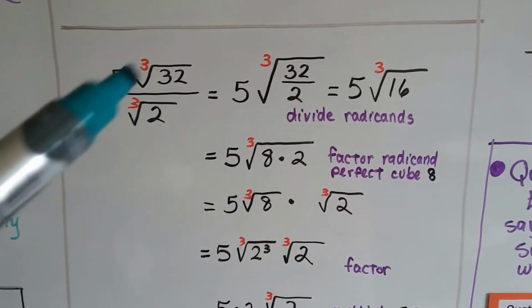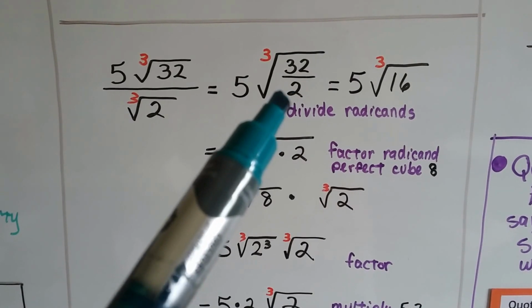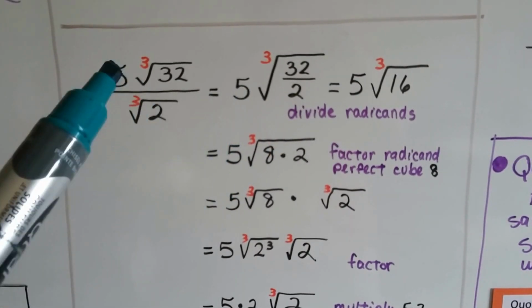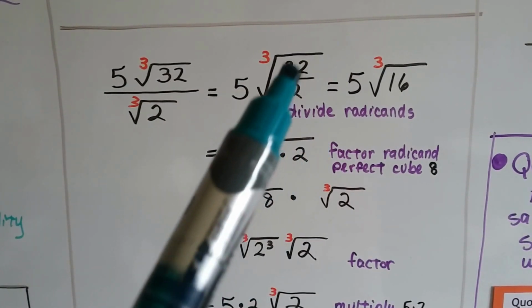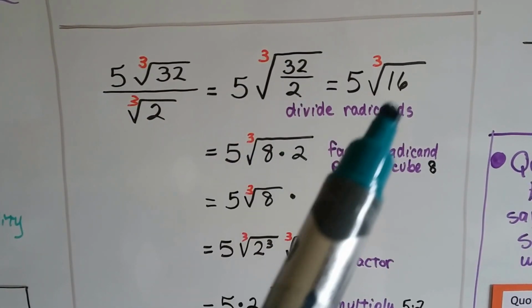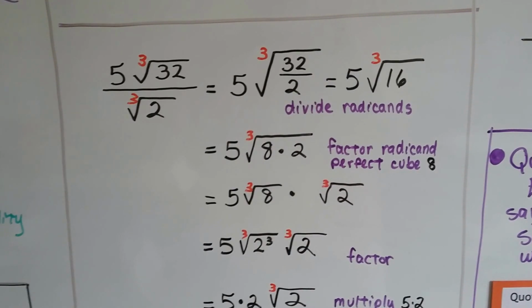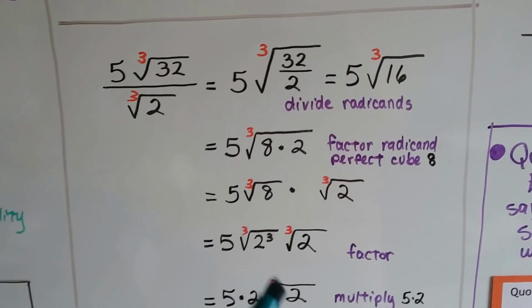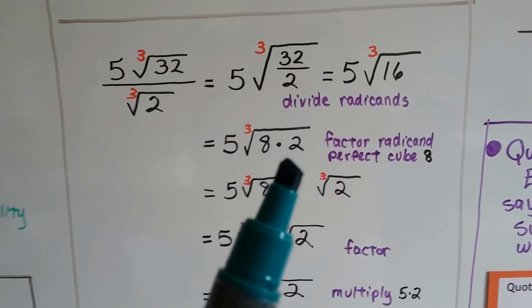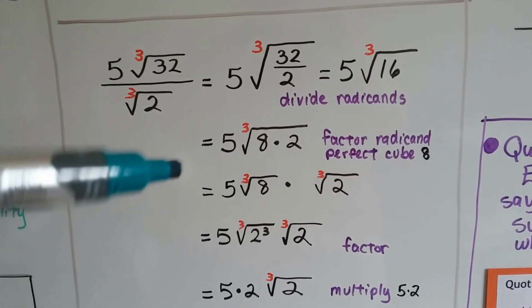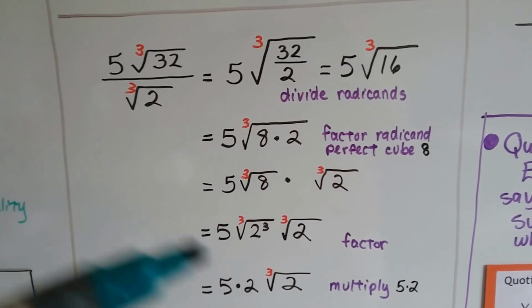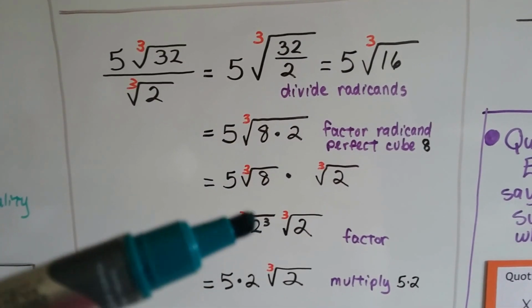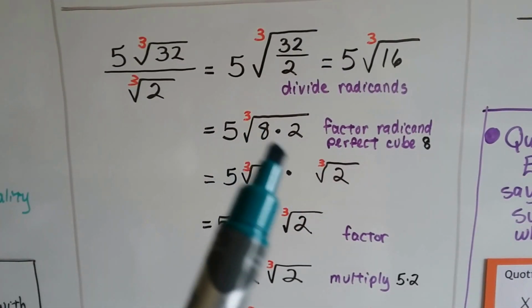We write this whole thing under one radical symbol with the 5 on the outside because it's in front of the radical symbol, see? And we do our division. 32 divided by 2 is 16. We've got 5 times the cube root of 16. That 16 needs to be broken into a perfect cube. Because of that little root out here, we need to find a perfect cube. And 8 is one, because 2 times 2 times 2 is 8. So we split it into an 8 and a 2.